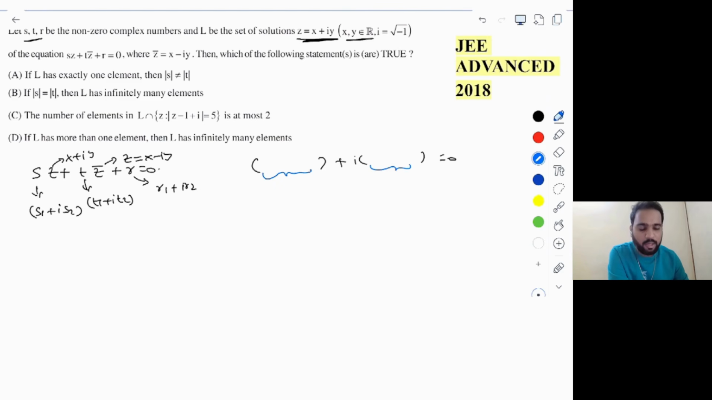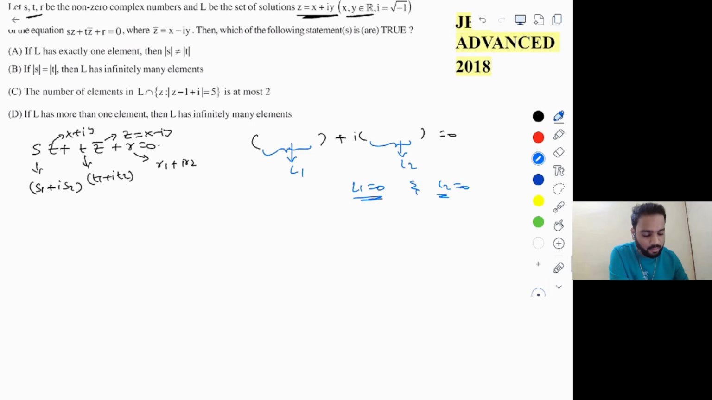So the real part here is going to be a straight line, let's take it as L1. And the imaginary part here will also be a straight line, let's take it as L2. If we equate the real and imaginary parts to 0, we get L1 equals 0 and L2 equals 0. Whenever we have two straight lines in a plane, only three conclusions are possible. Either they are non-parallel and meet at only one point, or they are two parallel lines but not coincident.